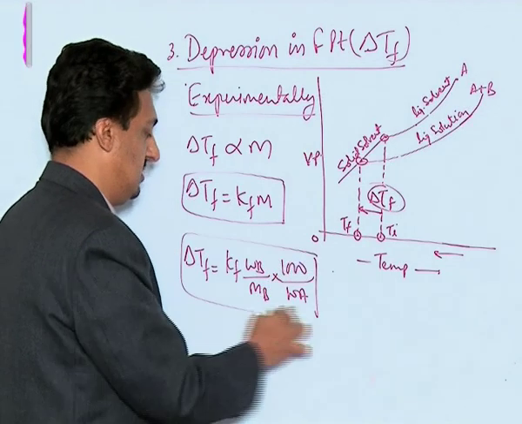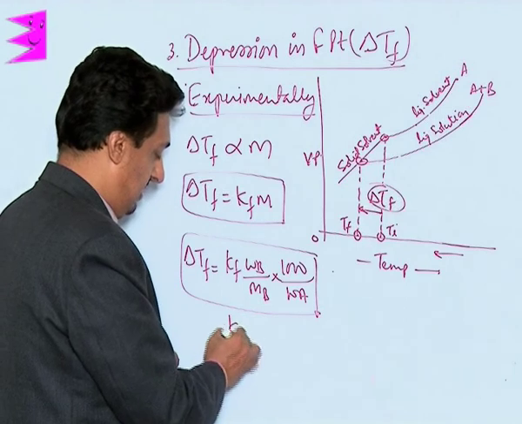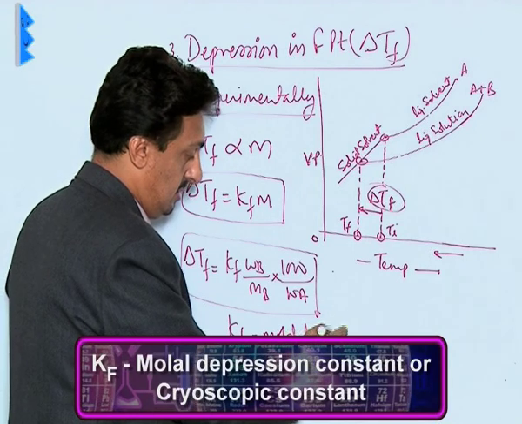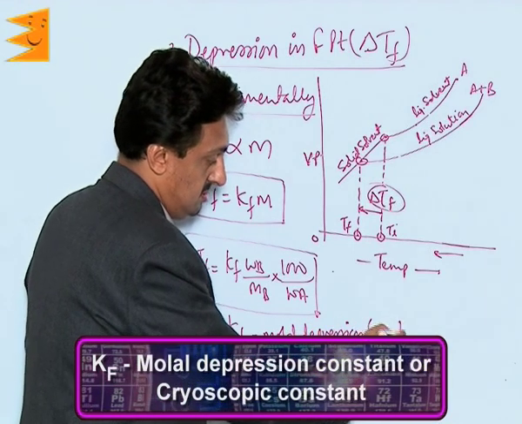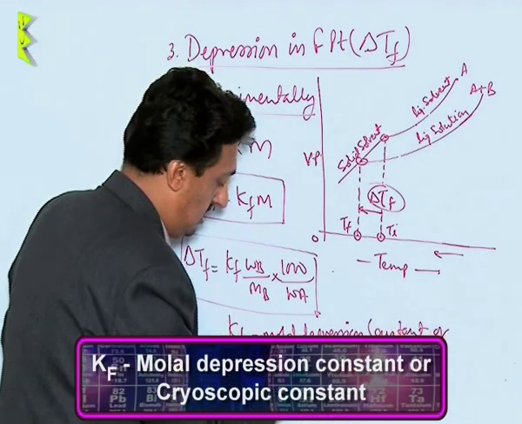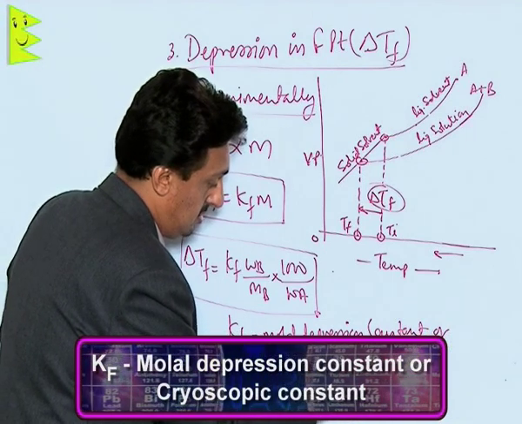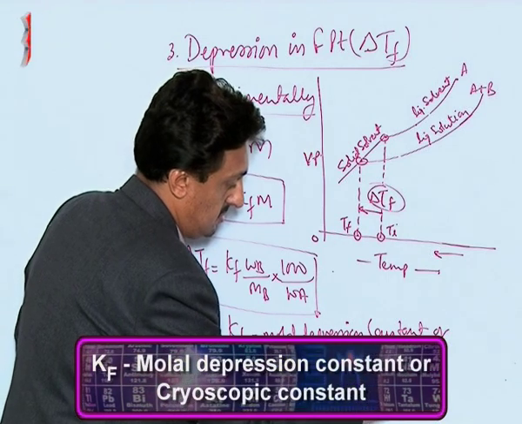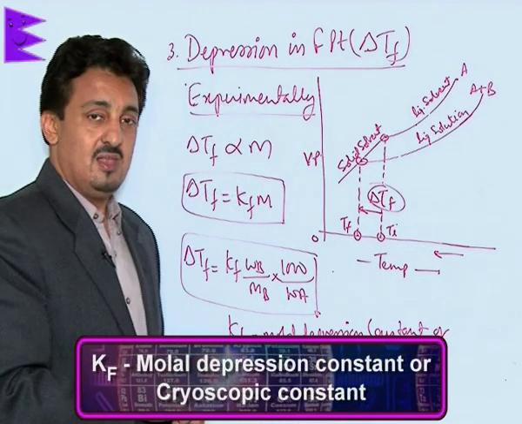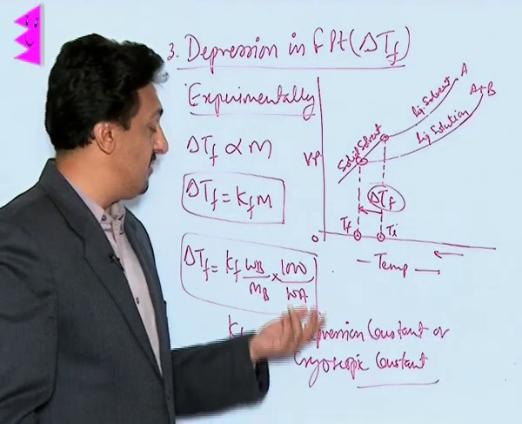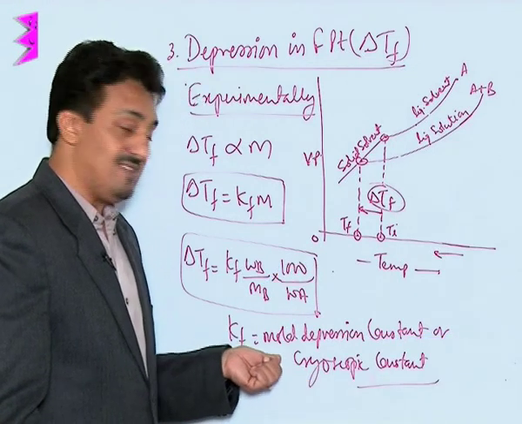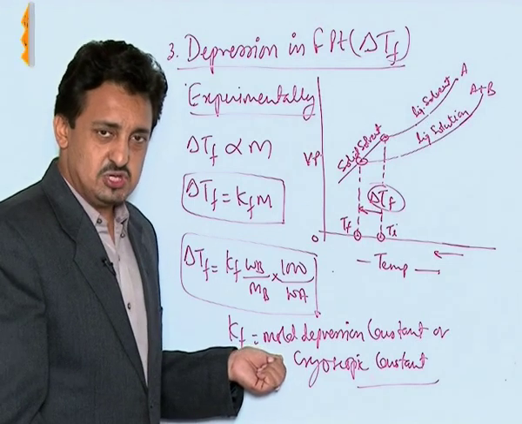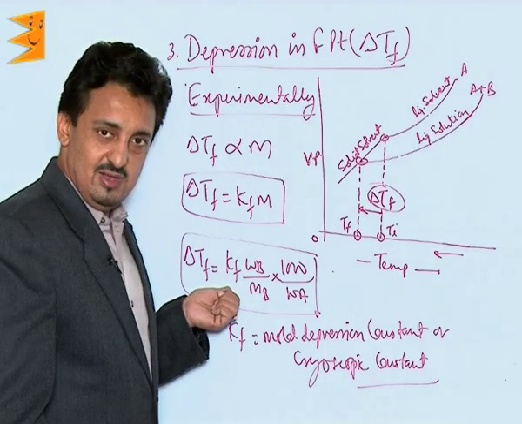So this is what the formula is, and remember this Kf is called the molar depression constant or cryoscopic constant, or depression in the freezing point constant. This Kf is very similar to the Kb which we have studied in the elevation in boiling point. But yes, this is what the formula is.